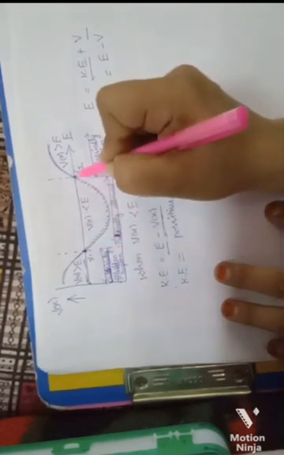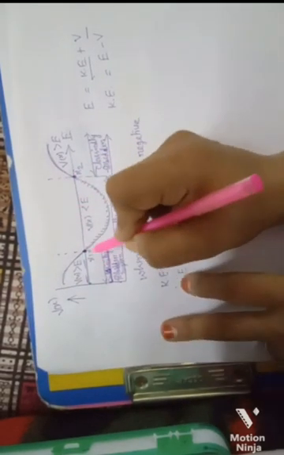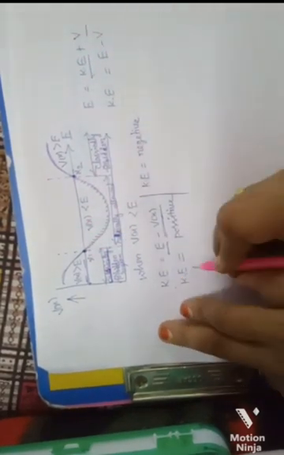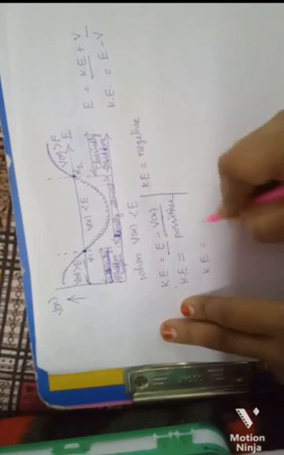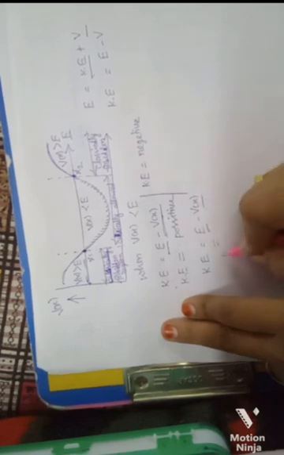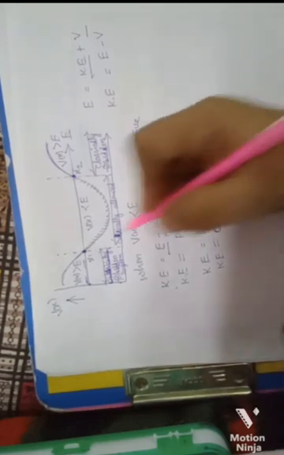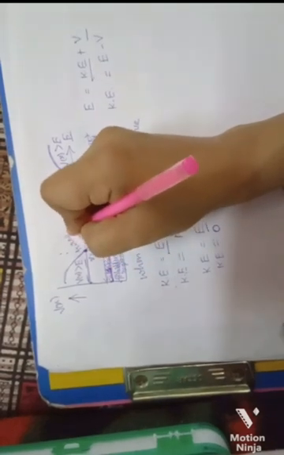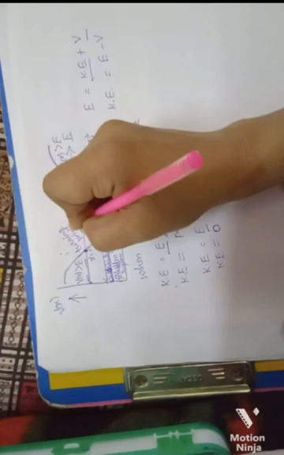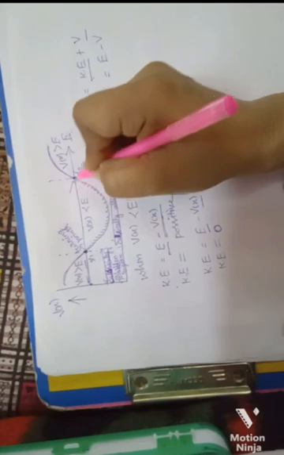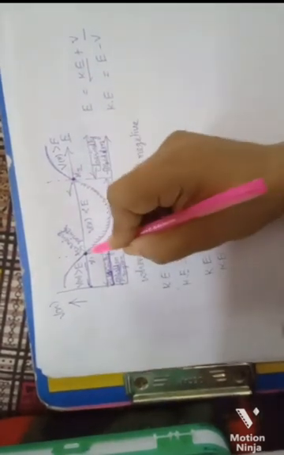On this point also V(x) is equal to E. Okay, means potential energy is equal to total energy. So at this point kinetic energy is 0. Kinetic energy is equal to what? E minus V. When E and V are equal, at that time what is the kinetic energy? It is 0. Okay, so these points are called turning points. These 2 points.